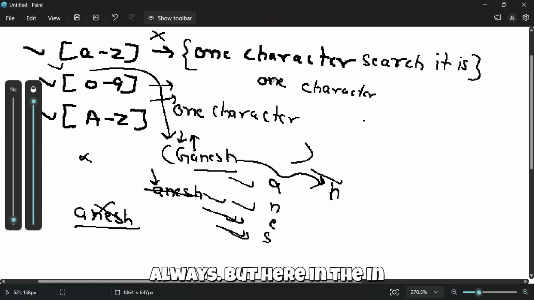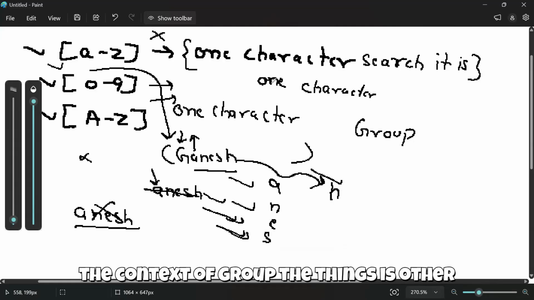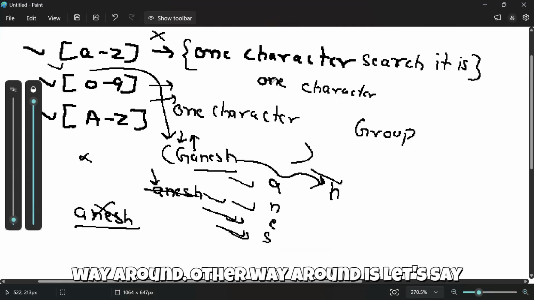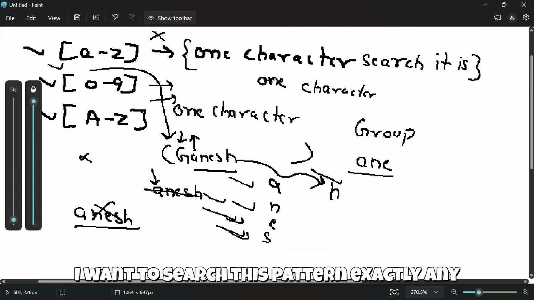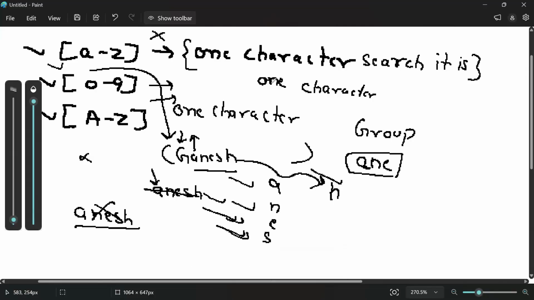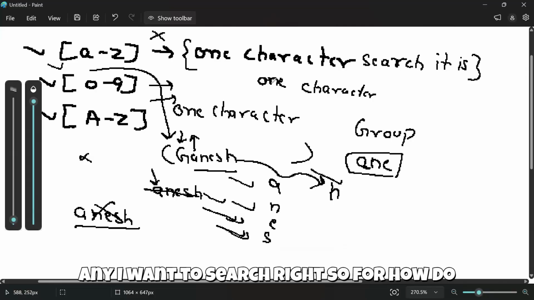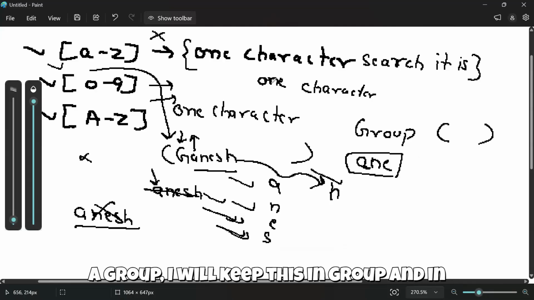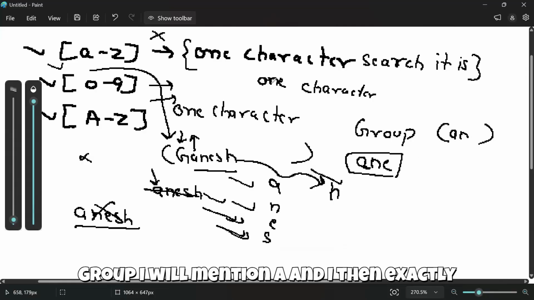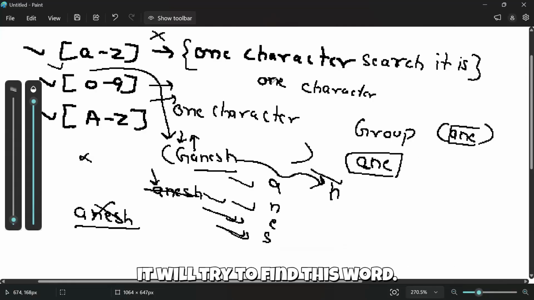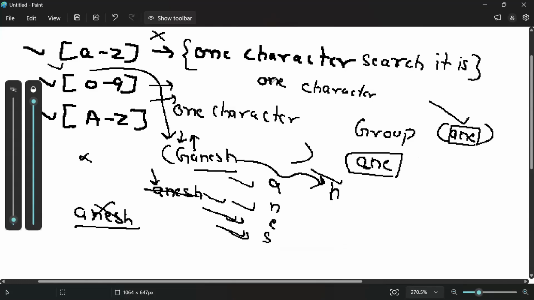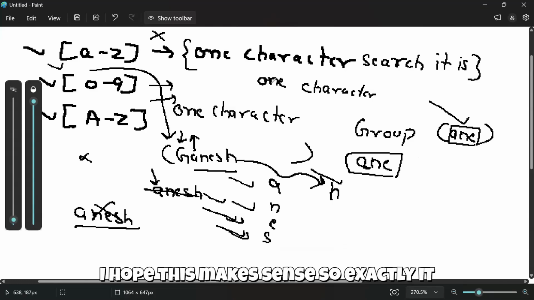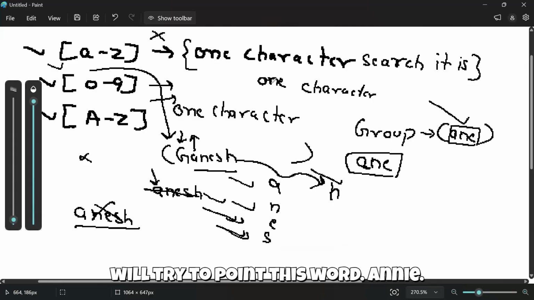But in the context of a group, things are the other way around. Let's say I want to search this pattern, exactly "ae". I want to search "ae", right? So how do I do this? Simple, you have a group. I will keep this in a group, and in the group I will mention a and e. Then it will try to find exactly this word. I hope this makes sense.